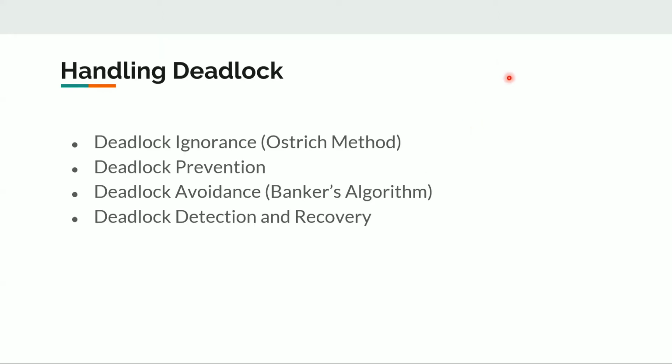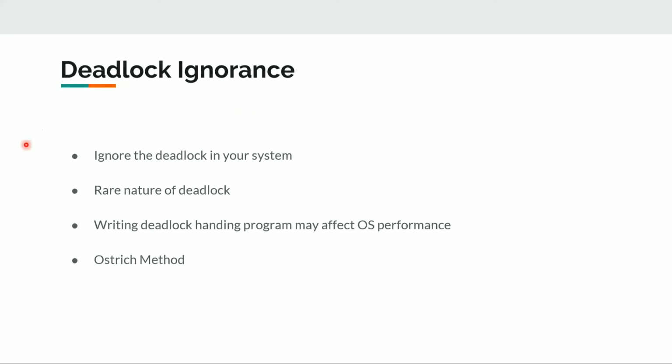So as it is a very rare situation, there is no code written in the operating system to handle the deadlock in deadlock ignorance. So this is it: ignoring the deadlock in your system because of the rare nature of deadlock, and writing a deadlock handling program may affect your operating system performance. That's why we don't write any algorithm or code in the operating system.